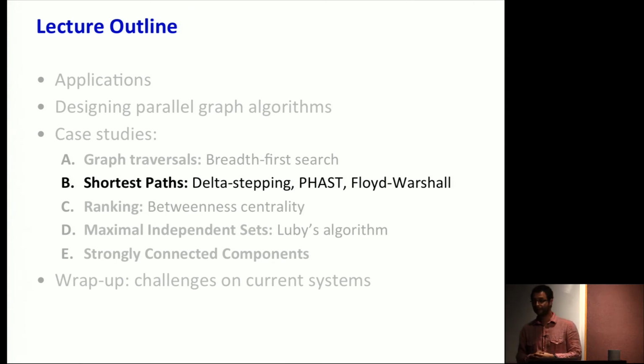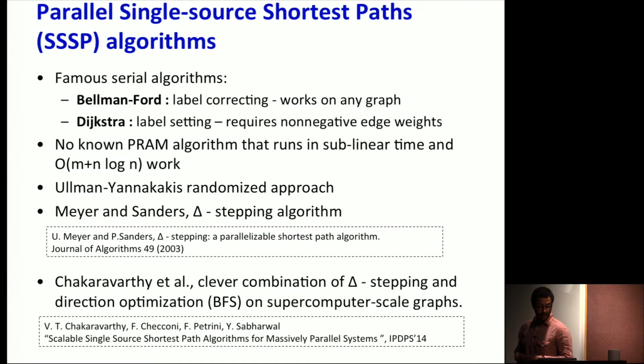So that's it for graph traversal and breadth first search. Now I'm going to shift gears and talk about more exciting stuff with probably more applications. I'm going to start talking about shortest paths. I'll first talk about single source shortest path algorithms, delta stepping and fast, and then I'll talk about an all-pairs shortest path algorithm.